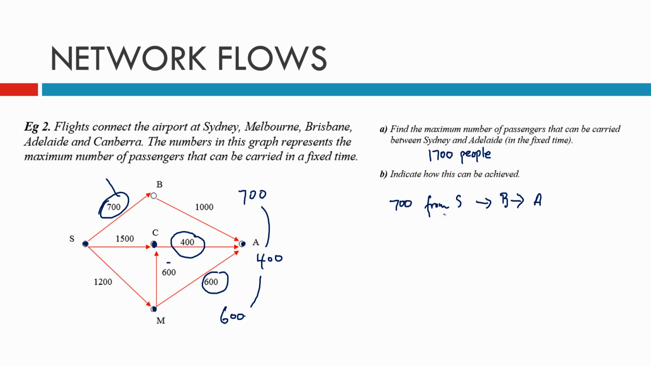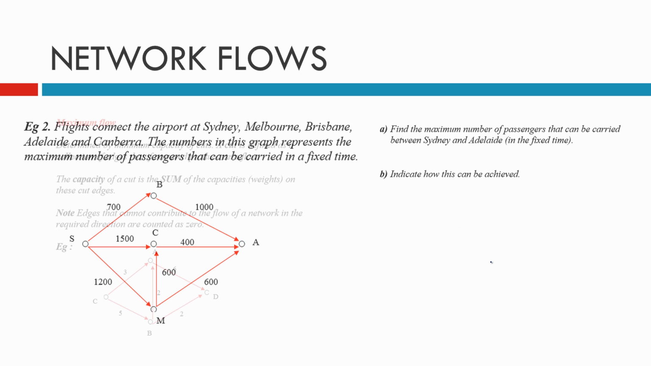Then we had 600 passengers that went from Sydney to Melbourne to Adelaide. And then we had 400 passengers, and it doesn't matter which way you go. We can go Sydney to Canberra to Adelaide. Whether you go Sydney, Melbourne, Canberra, Adelaide, it doesn't matter. Let's just find the direct route.